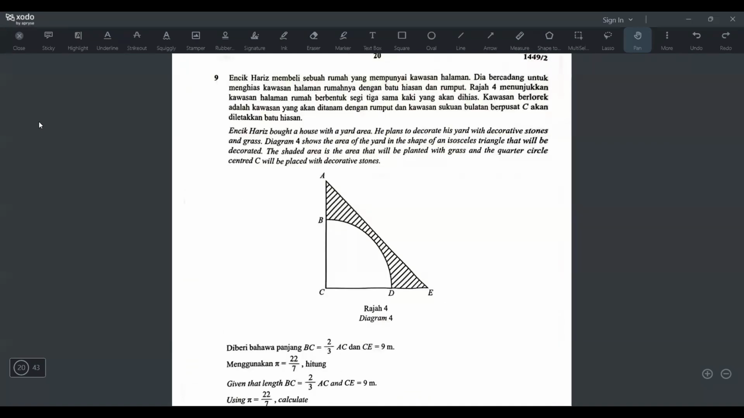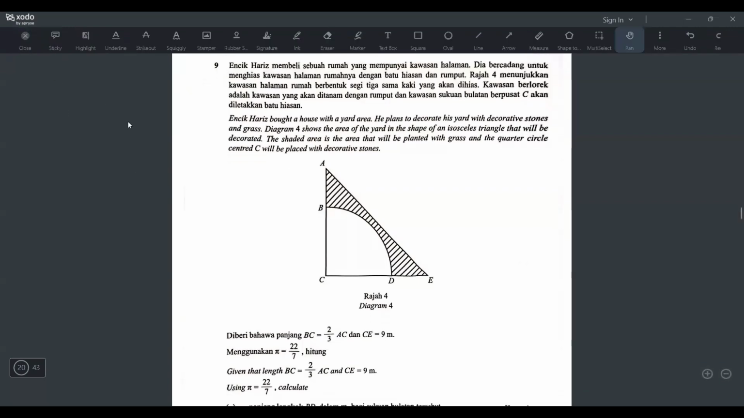Okay, let's move on. Number 9. This looks like a circle question, like the perimeter area. No, I mean like the circumference area. Okay, never mind. Let's read the question. Encik Haris bought a house with a yard area. So I guess this is the yard. He plans to decorate his yard with decorative stones and grass. Okay, this is not important because there is no information here.